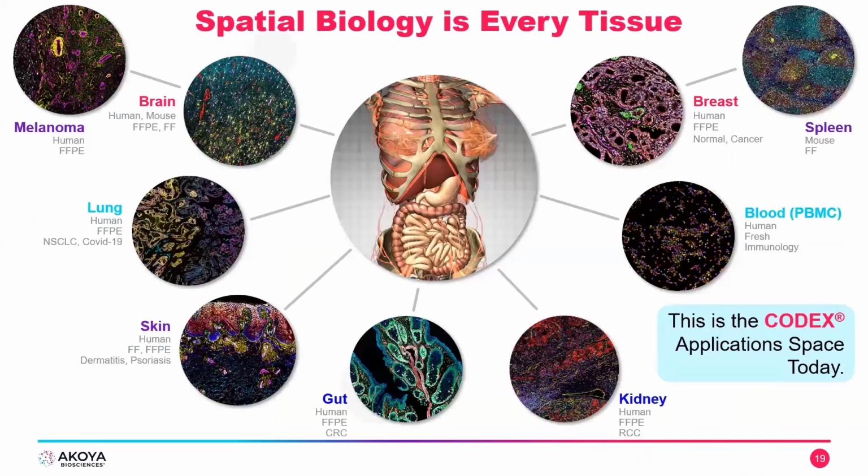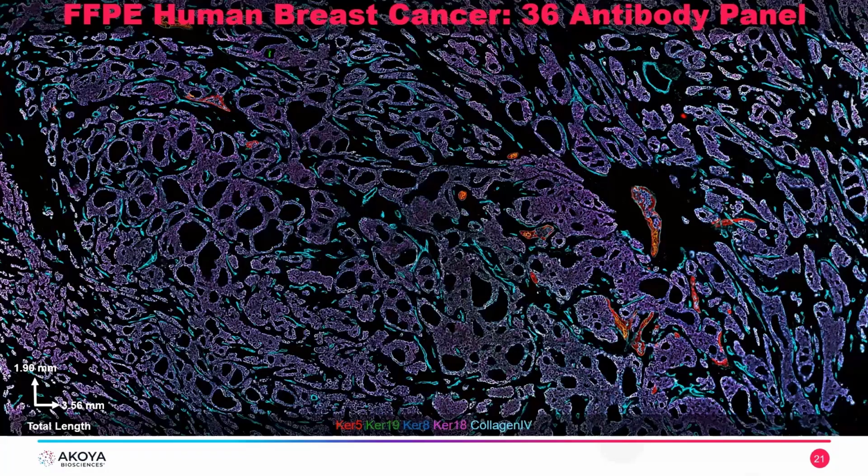Now, I also mentioned the Codex platform, and you see the Codex platform is not specific for a certain application. You can use the Codex platform in all tissue types you want. You see even in PBMCs, we use the Codex platform, and there is space for many more applications here. And I just want to give you one example. This is a FFPE section of a human breast cancer.